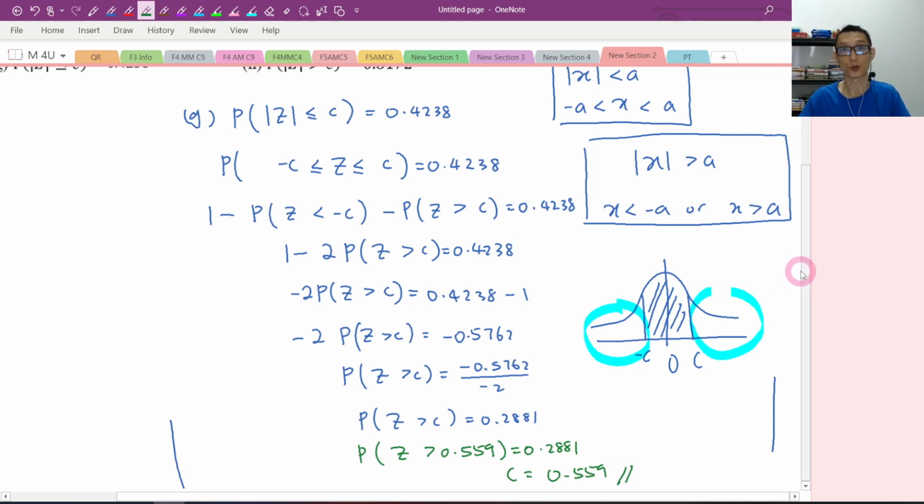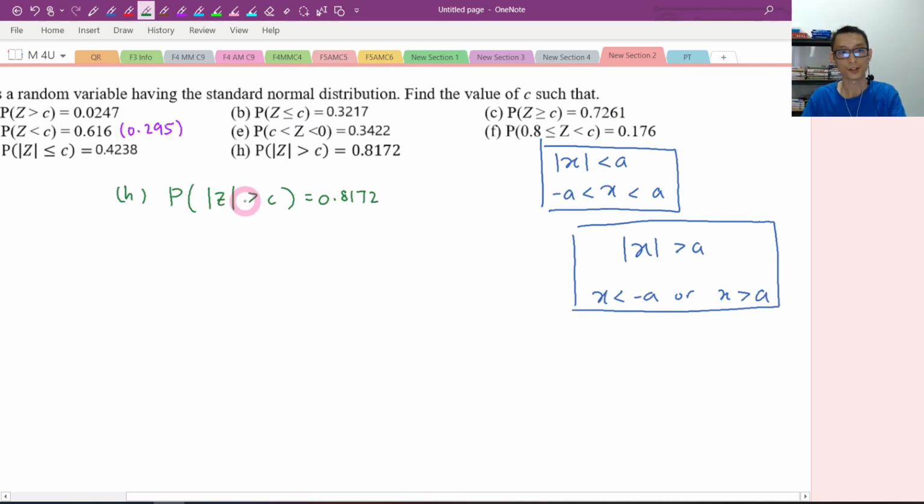Okay, let's go to the last one. This time, greater than will be this situation. So I'm going to write this one first: P(Z less than negative c) plus P(Z greater than c), because it is this or this, so we add up together the probability for both.